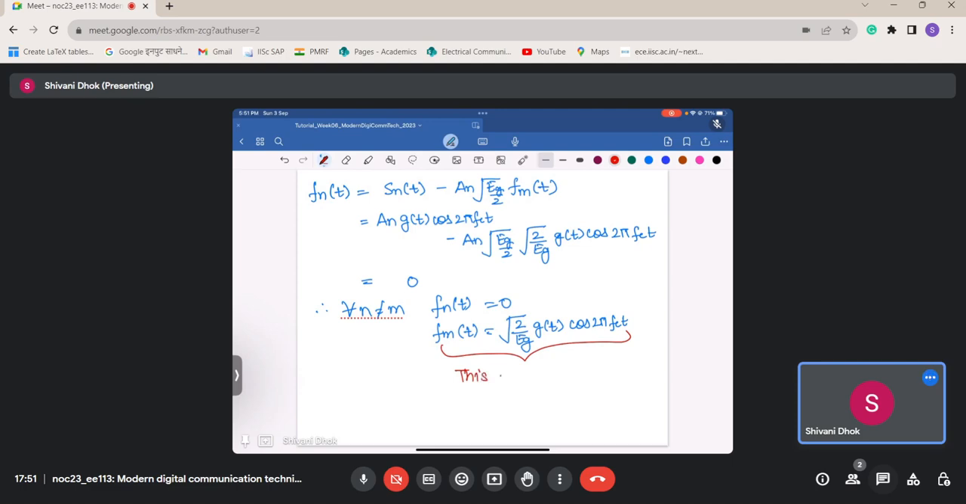this is the only basis for MPAM, and therefore this is a 2D signal. Sorry, not 2D. This is a one-dimensional constellation, since it has only one basis.